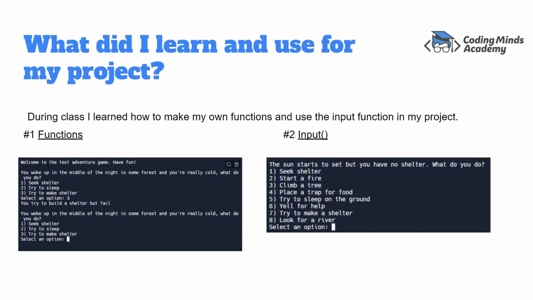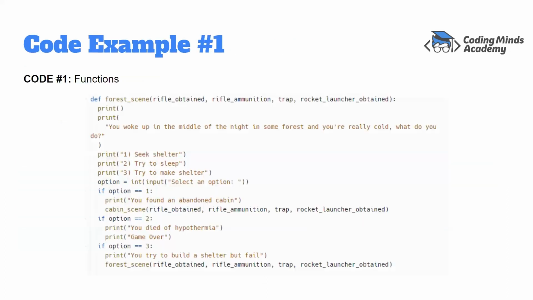What did I learn in this project? During class, I learned how to make my own functions and use the input function in my project. The first picture is an example of what a function looks like, and the second, if you look at the bottom, you can see a selection option, and that's the input.